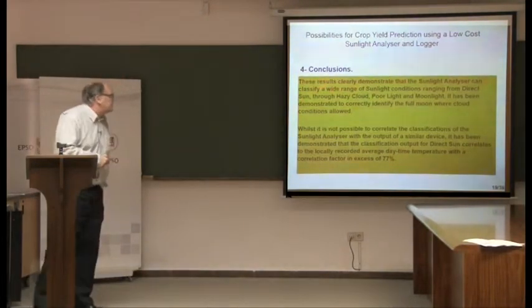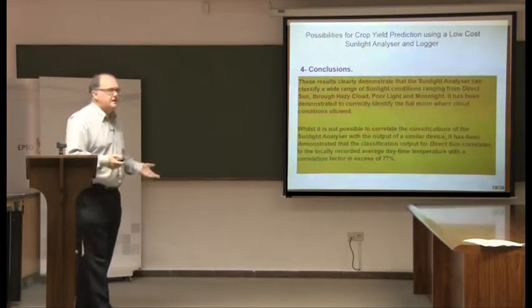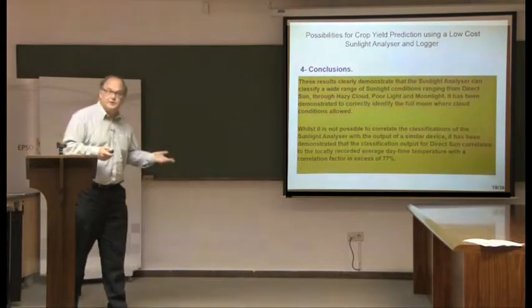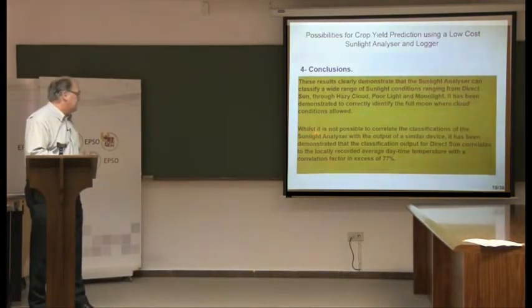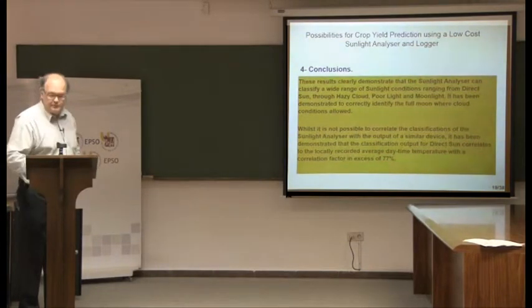Okay, so in conclusion, I think we can clearly demonstrate the sunlight analyzer can classify a wide range of sunlight conditions. In this example we used direct sun through hazy cloud, poor light and moonlight, and it did correctly identify the full moon where cloud conditions allowed. Some research has shown that moonlight can be particularly important for certain pollinators, for example, in certain types of crops. Whilst it wasn't possible to correlate the classification of the analyzer with the output of a similar device, it's been demonstrated that the classifier output for the sun gives us a correlation in excess of 77% when we look at the recorded daytime average temperatures.